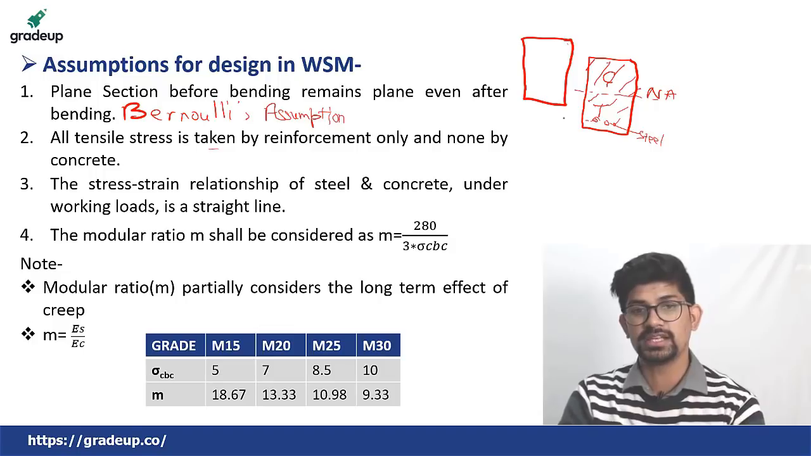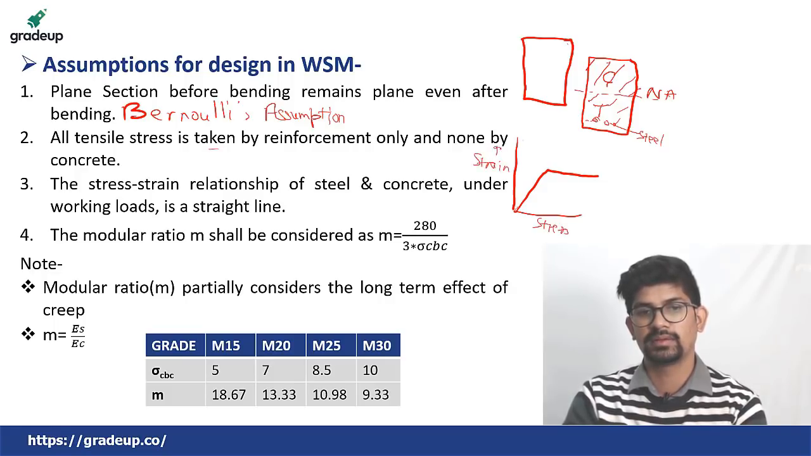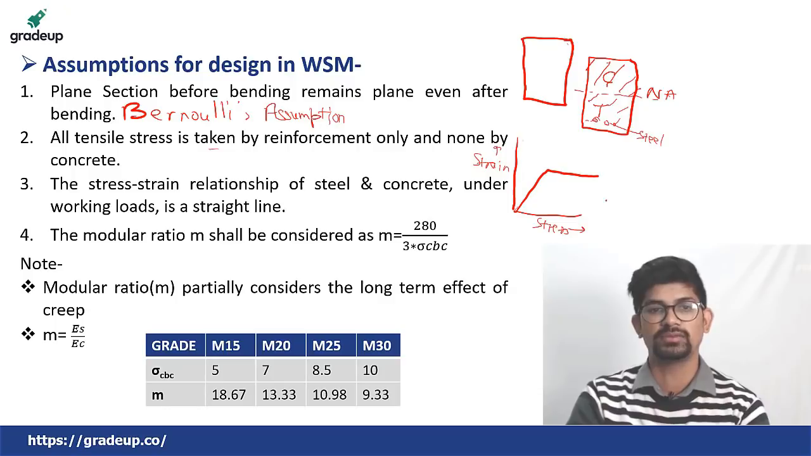So basically, what this assumption does is it simplifies the analysis of the stress strain diagram. It simplifies the stress strain behavior of the concrete and steel, so the analysis and the design portion becomes easy.